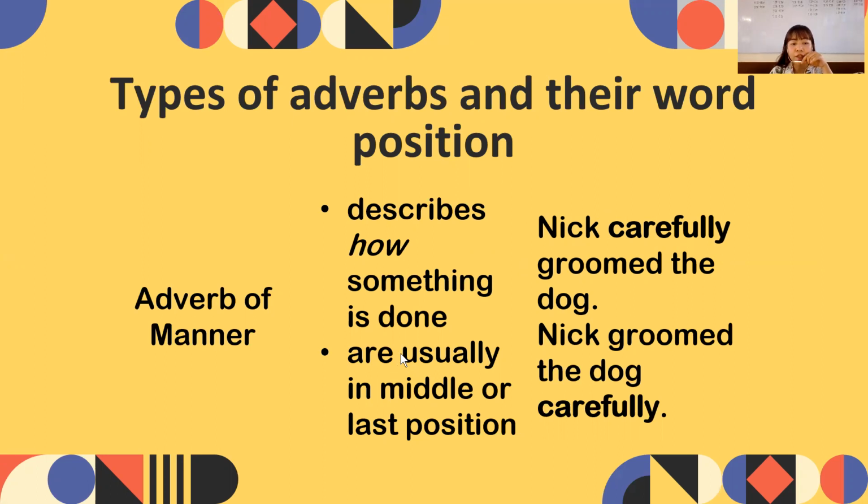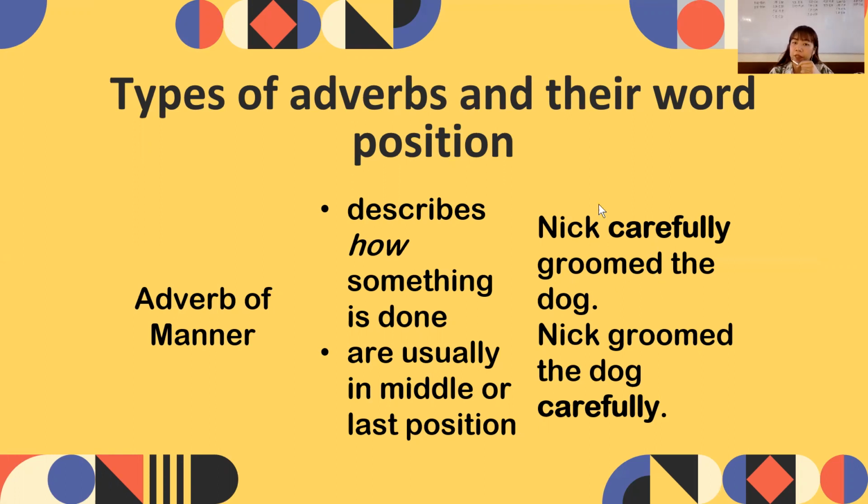As it says here, adverbs of manner are usually placed in the middle or last position. In the first sentence, our adverb of manner carefully is placed in the middle, after our subject and before our verb. Nick carefully groomed the dog. Or it could also be placed at the last position, at the end of the sentence. Nick groomed the dog carefully. How did Nick groom the dog? Carefully. So this is our adverb of manner, placed at the last position or placed in the middle. If it is in the middle, it's placed between your subject and your verb.